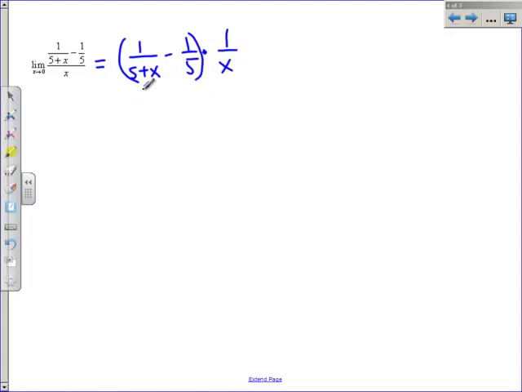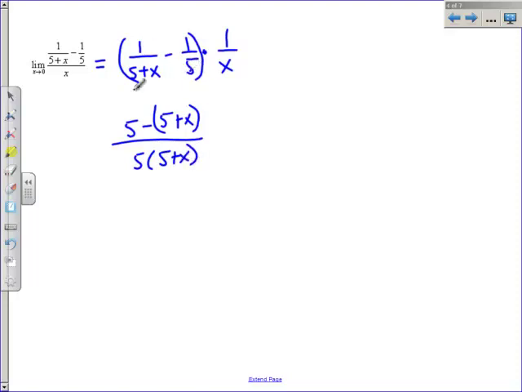And then here, we're going to bring these two fractions together. And I've showed you guys this little shortcut. You can do 5 times 1 is 5. 5 plus x times 1 is 5 plus x. And we're subtracting those. And then you multiply the denominators together. That is a shortcut for bringing those two fractions together.